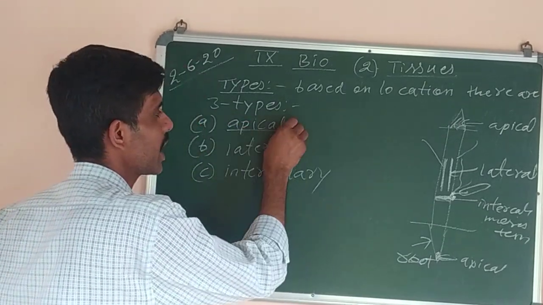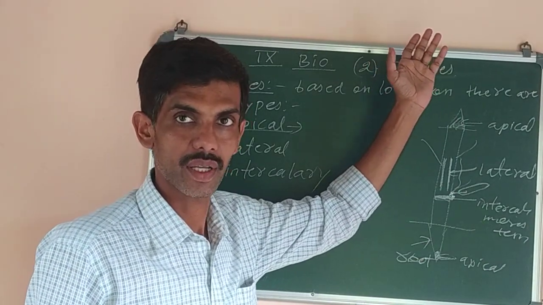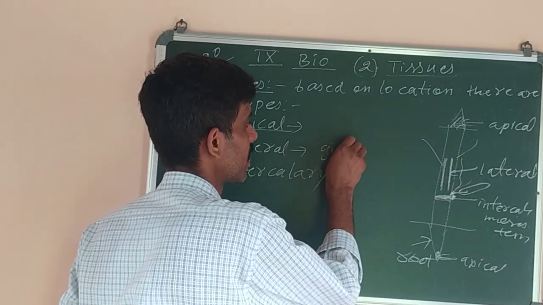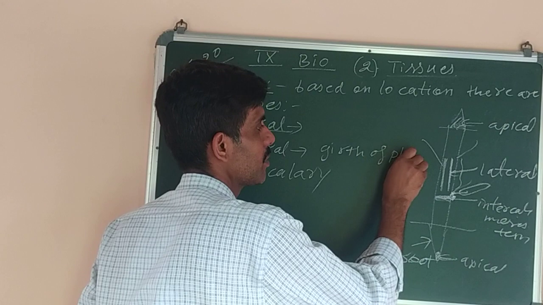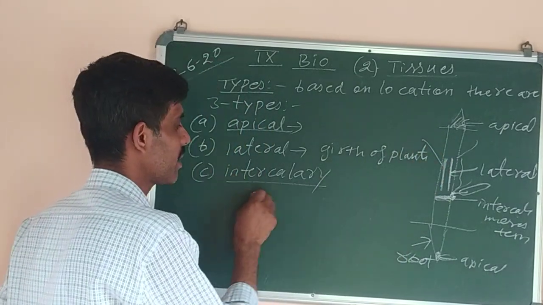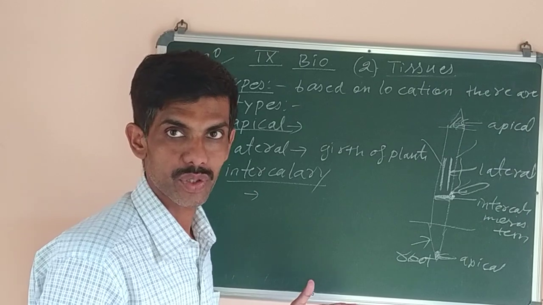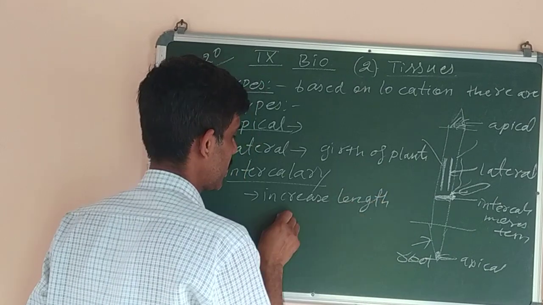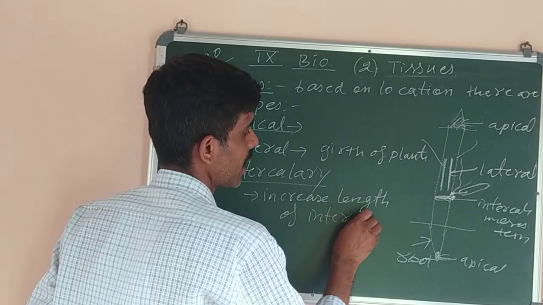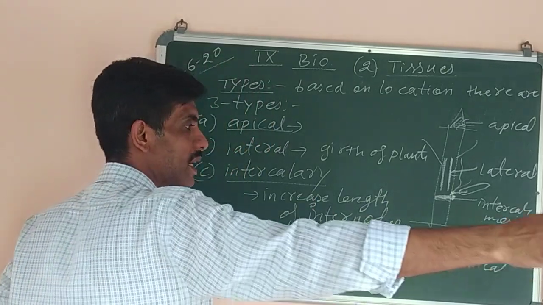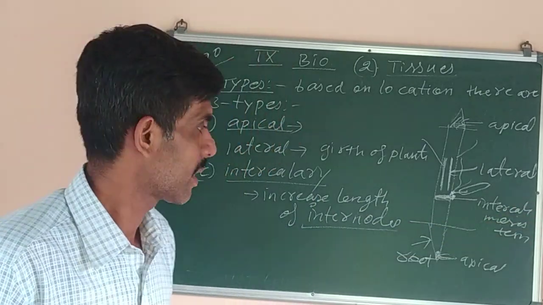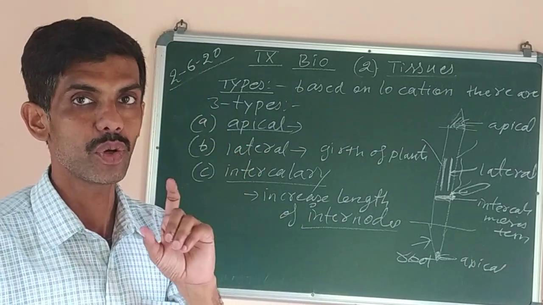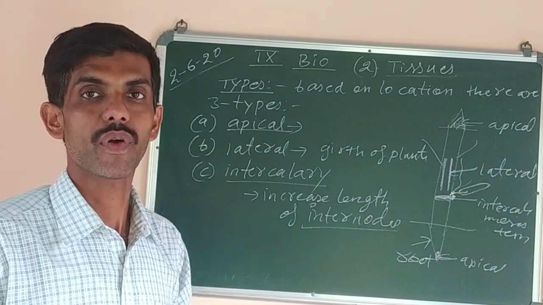Each of them has a function. Apical meristem helps to increase the length of the plant, the length of the roots and the shoots. Lateral meristem helps to increase the diameter or girth of the plant. And intercalary meristem helps in the elongation of internodes. What is an internode? The leafless portion of the stem is called the internode. It means it helps to increase the length of the stem. Internode means the gap between two nodes. What is a node? A node is the part of the stem from where the leaf arises.